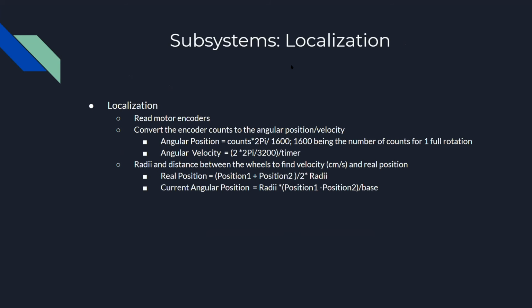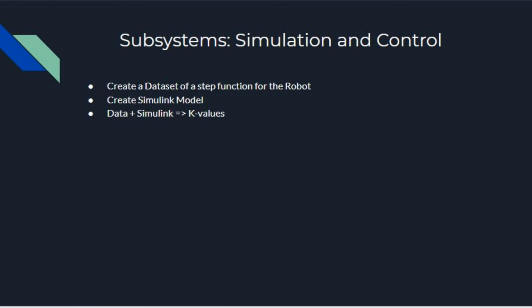As for the localization subsystem, localization means converting the code, or PWM, into real position and velocity. So first, the motor encoders are read via the Arduino, and with that, we convert the encoder counts to angular position and velocity using the equations listed below. And from that, we use the radii and the distance between the wheels to find the velocity and the real position in real time via the equations below as well. With the Simulink model and the data, we use that to calculate the KP values in order to reduce steady state error and use that for the feedback loop.